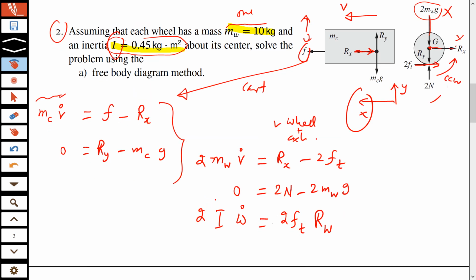Now how do we go about that? Of course, we need to look at which equations involve v dot. So this is one equation. This is one equation. Or maybe I change the color so that you see.